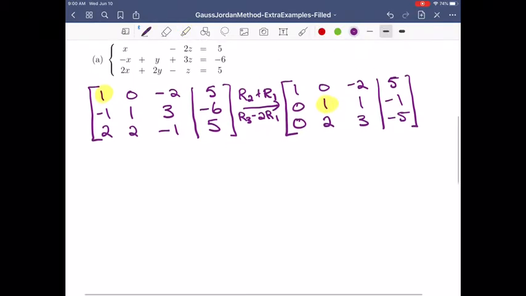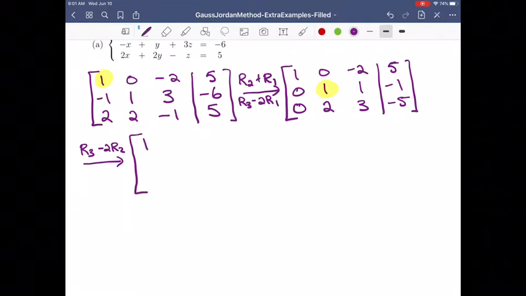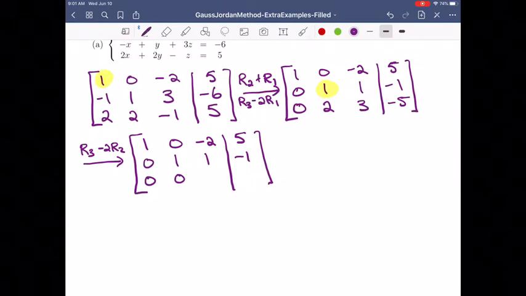Nice, it's already a 1. So I want to make the thing below it a 0. So I'm going to do row 3 minus 2 of row 2. Okay, so those are going to be 0. 3 minus 2 is 1. Negative 5 minus 2 times negative 1, so that's plus 2. That's going to give me a negative 3.